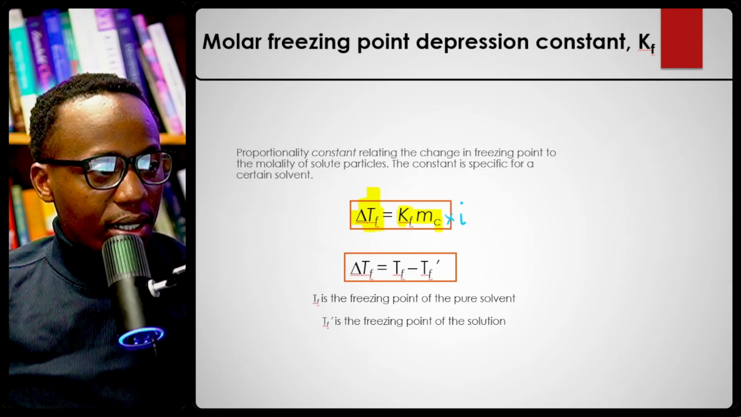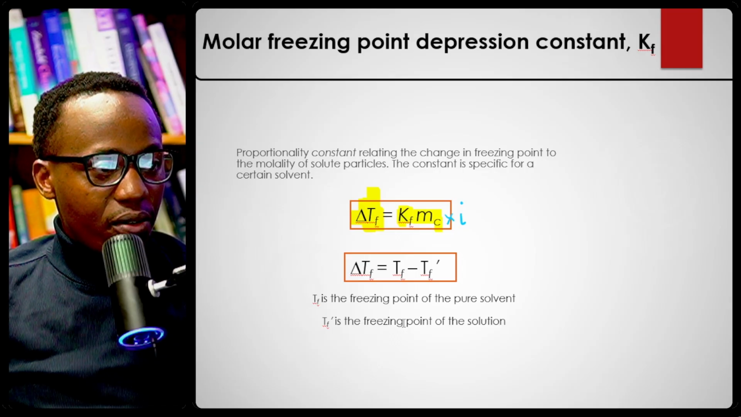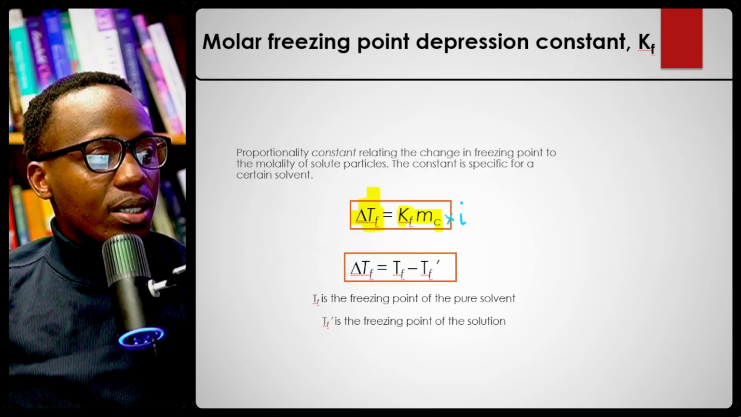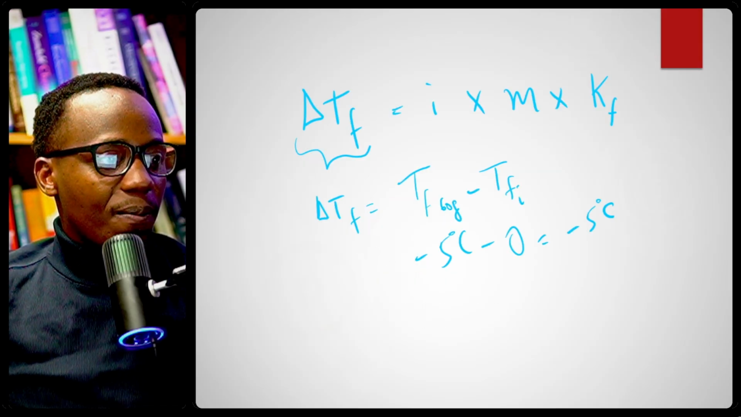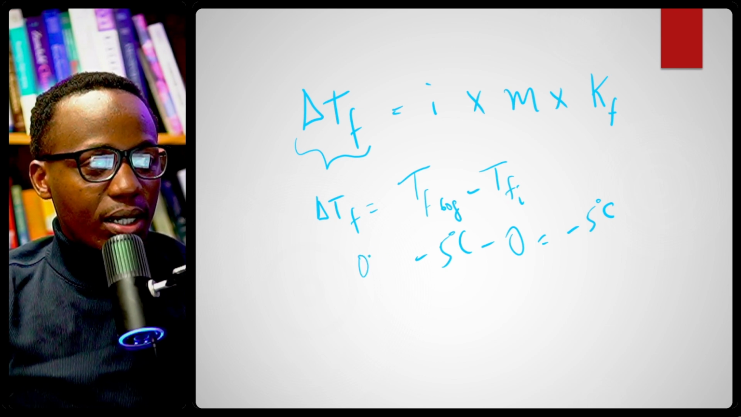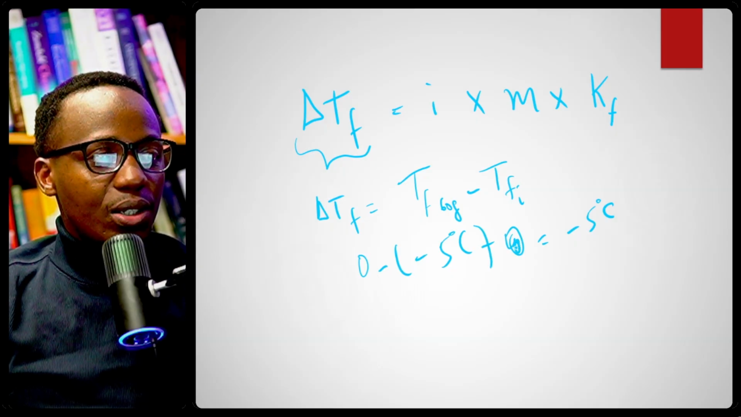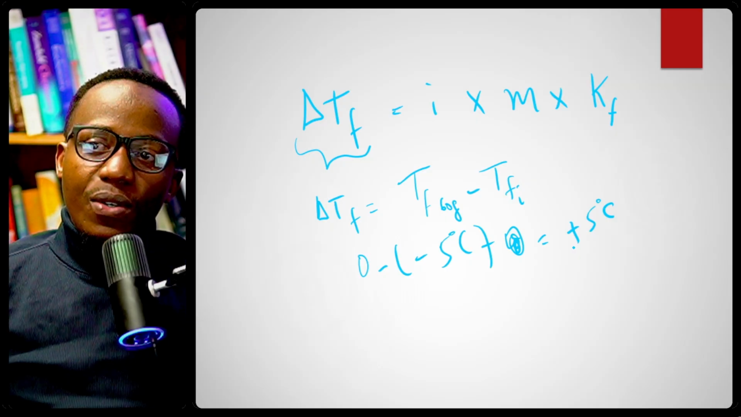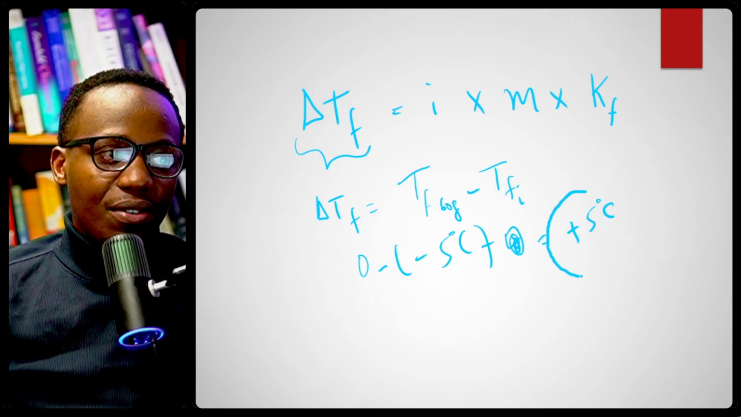So again, delta TF is the freezing point of pure solvent minus the freezing point of the solution. Oh, actually, that makes sense. It's the other way around. That way we don't have negatives. It makes sense because it's depression. So 0 minus -5, which is +5. That makes more sense, right? Your delta TF should be positive.